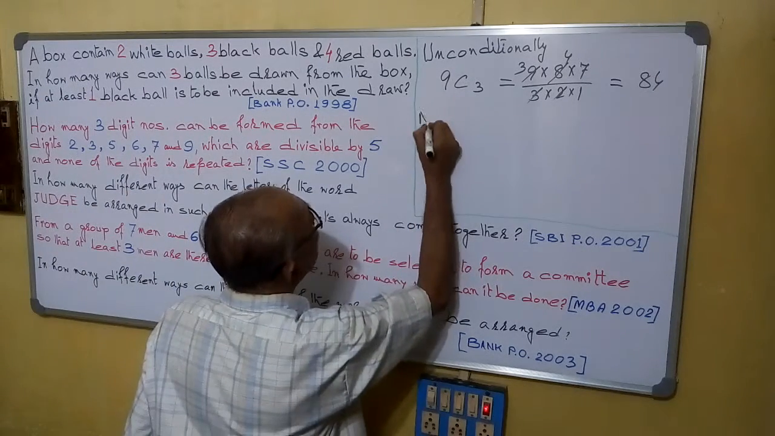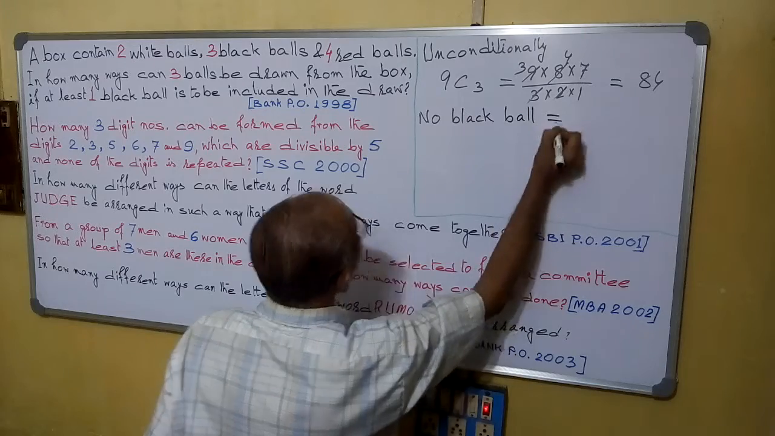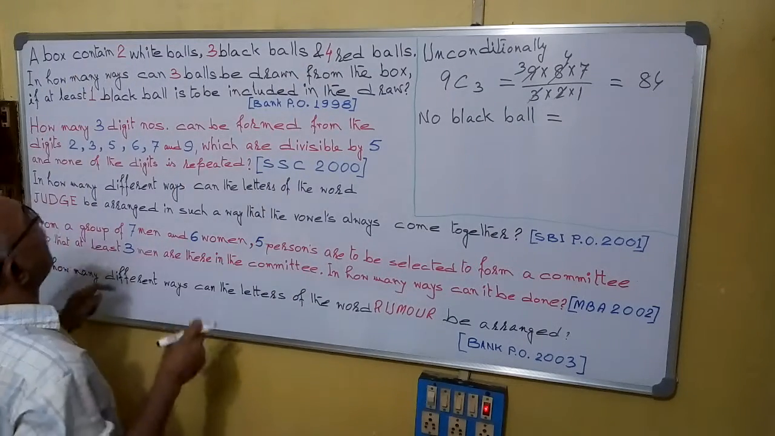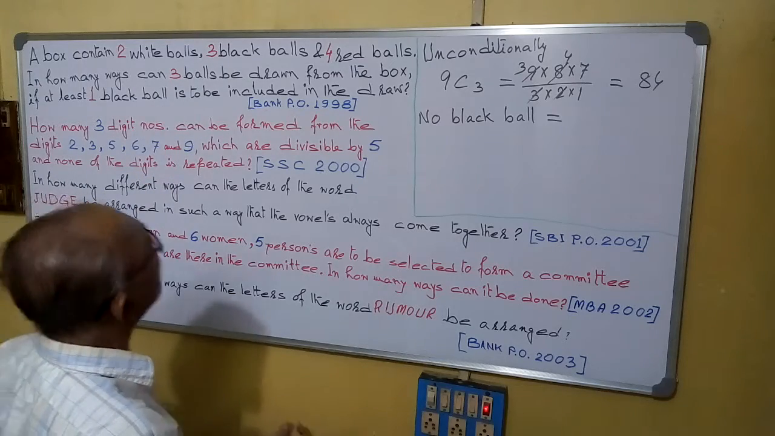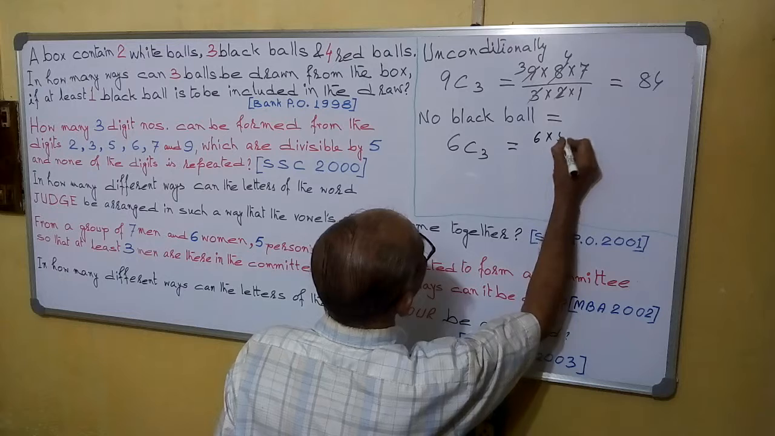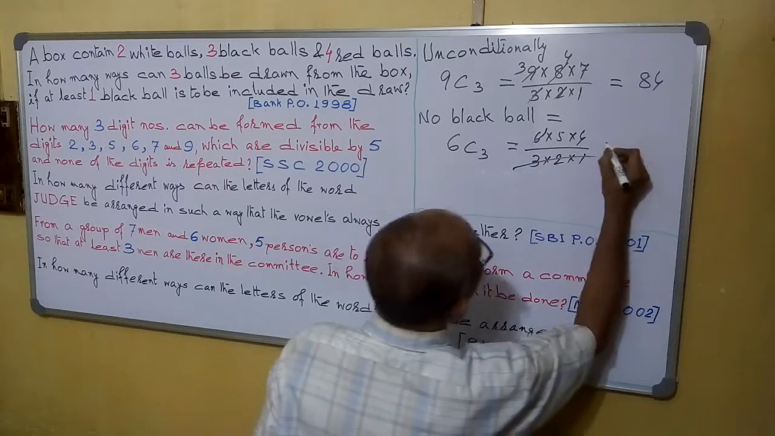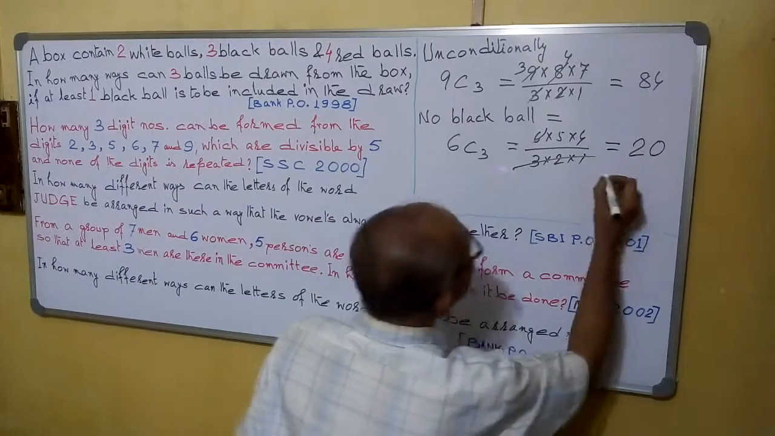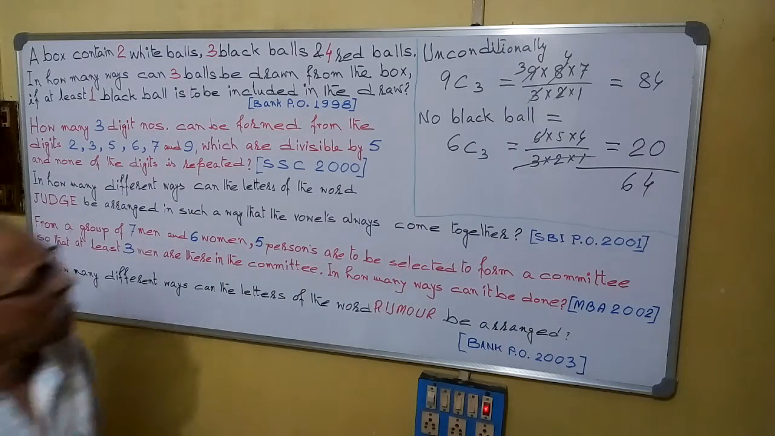Now, see again, it is at least one black ball. What we will do? No black ball. Follow this method for this type of sums. No black ball means two white balls and four red balls; we are removing the black balls. So altogether six balls are there. From there we draw three balls, then there will be no black balls. It can be done in 6C3, that is equal to 6 into 5 into 4 by 3 into 2 into 1, equals 20 ways. Now this is unconditional minus no black ball, meaning at least one black ball. So to find at least one black ball, it can be done by subtracting those two.